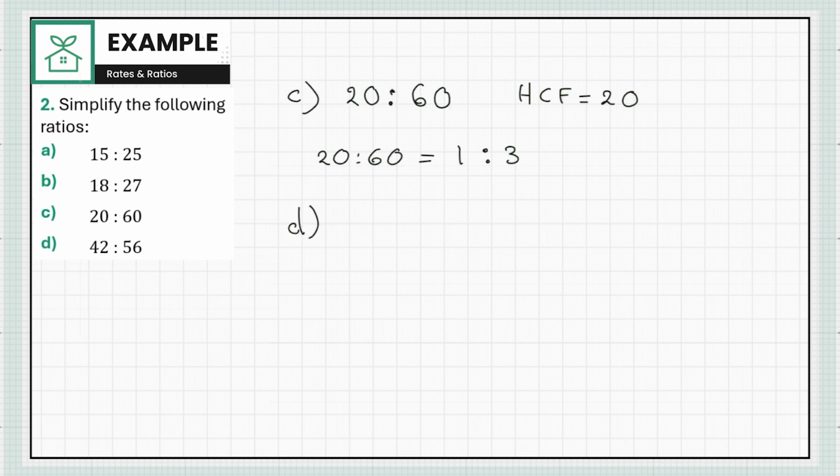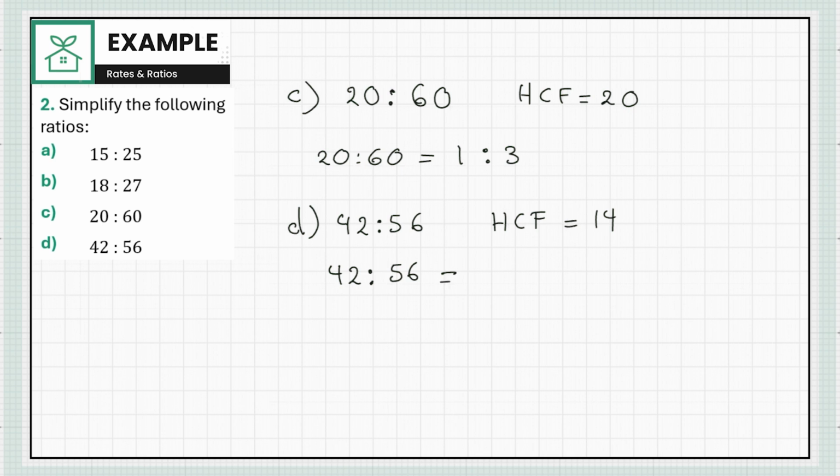Alright, let's look at D. So for D, what we have is 42 to 56. Now for this one, the HCF is going to be equal to 14. If you know your 7 times tables, that's a very easy thing to work out, but if you don't, divide it through by any factor that you find in common. So we can take this and do it in stages. It will lead to the same outcome, we just have to work through it multiple times.